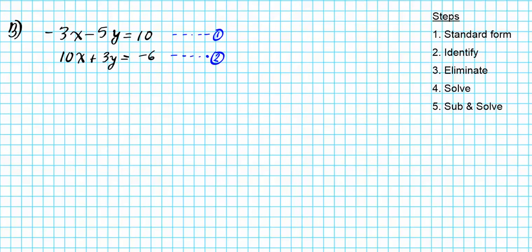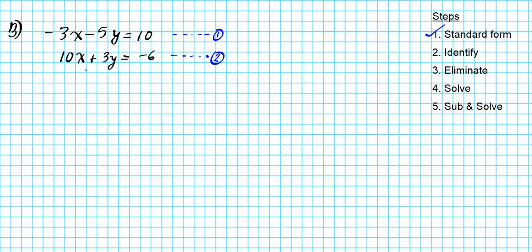All right, let's take a look at question 3, the last one in this review installment. What if we are to solve the system negative 3x minus 5y is equal to 10 and 10x plus 3y is equal to negative 6. All right, now, let's see. Let's call this equation 1, equation 2. Now, the two equations are already in standard form, so step 1 is done.